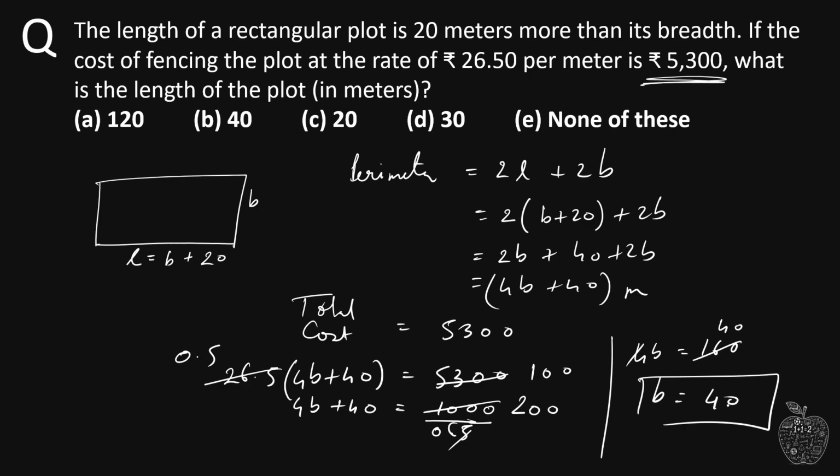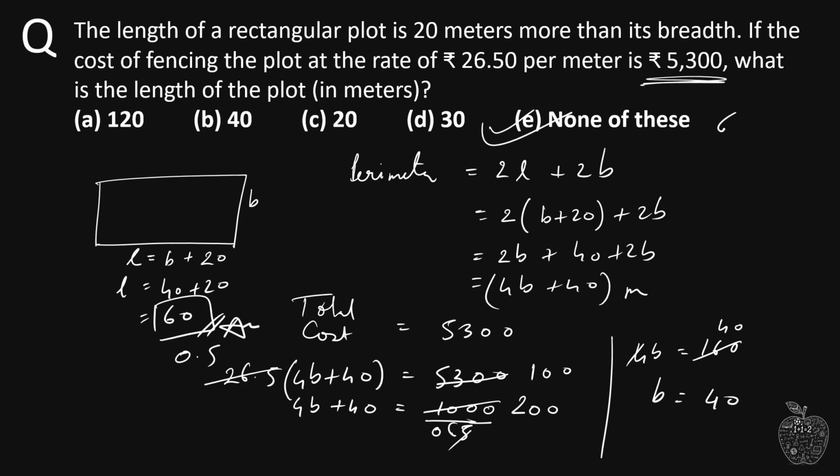And this is not our required answer, because we are asked what is the length of the plot. So length of the plot is b plus 20. Let's substitute the value of b here. b is 40, 40 plus 20 is 60, and this is our required answer. So length of the plot is 60 meters. So here option E, none of these, is the correct one, and the correct answer is 60 meters.